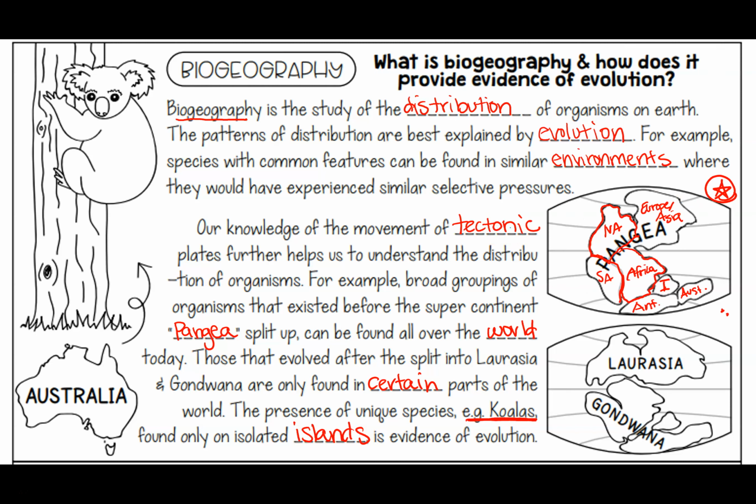There we go. All right, so let's say we had an organism that lived in Africa, and it lived not only in Africa but also in India, Australia, and Antarctica. So this whole entire blue area right here. Okay? So that was its distribution.